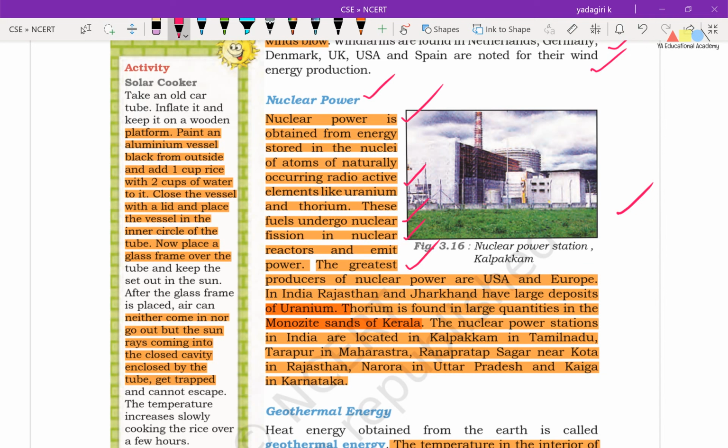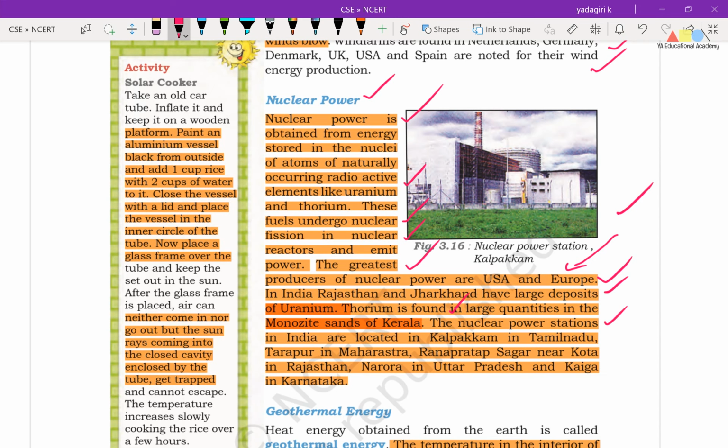Friends, the greatest producers of nuclear power are the United States of America and Europe. Obviously they have the advanced technology, so because of that they are able to produce more and more nuclear energy. Friends, in India, Rajasthan and Jharkhand have the largest deposits of uranium. Thorium is found in large quantities in monazite sands of Kerala.